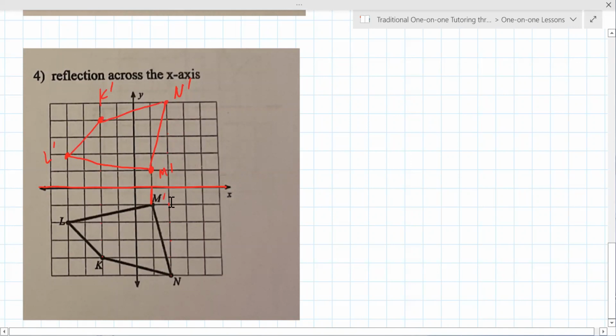If you ever made a snowflake as a kid by folding a piece of paper and cutting it out, and then you open it up, that's what we're doing here.